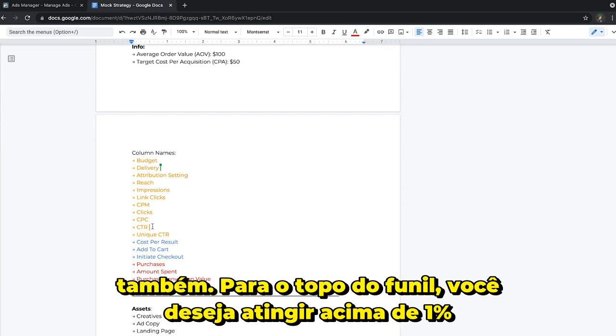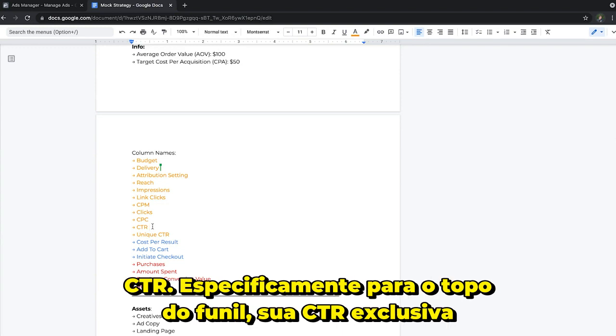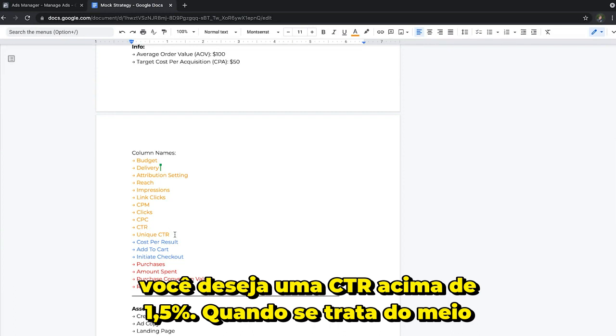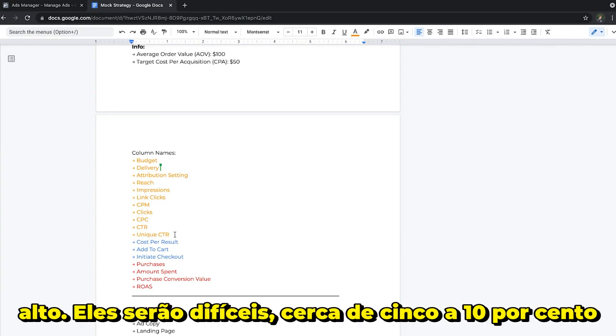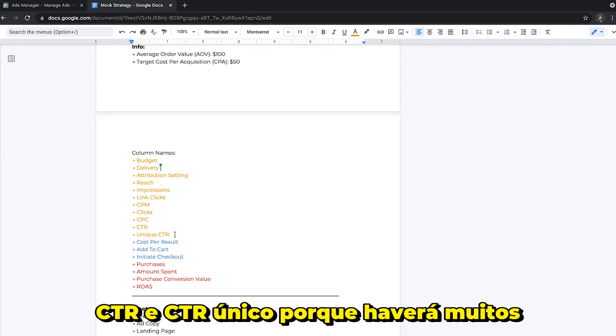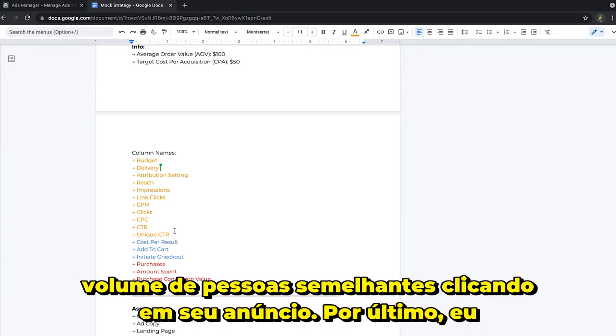For the top of funnel, you want to aim for above a 1% CTR specifically. Your unique CTR, you want above a 1.5% CTR. When it comes to the middle funnel and bottom of funnel, these are going to be very, very high. They're going to be roughly 5 to 10% CTR and unique CTR, because there's going to be a lot of volume of people clicking through your ad.